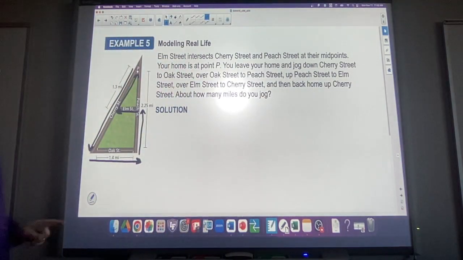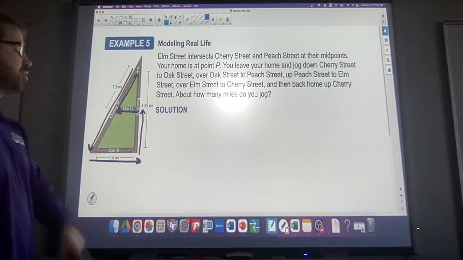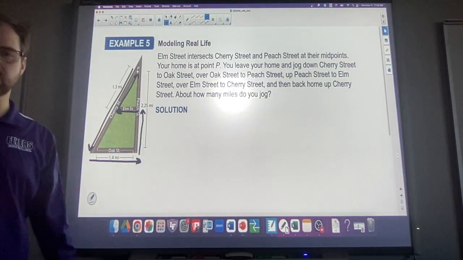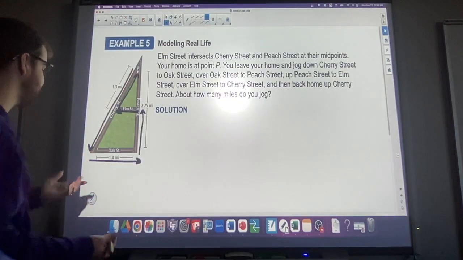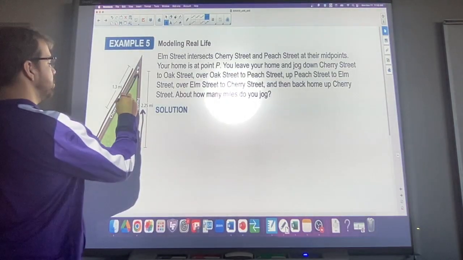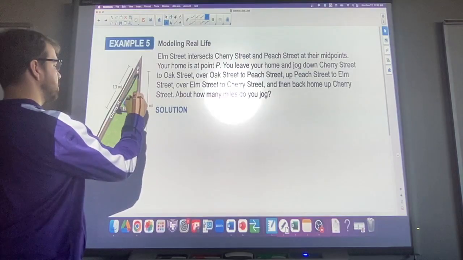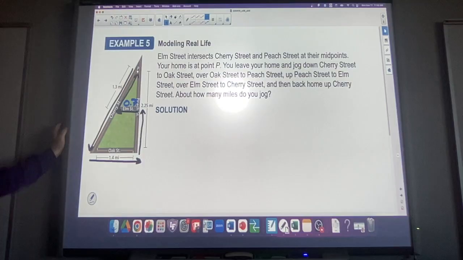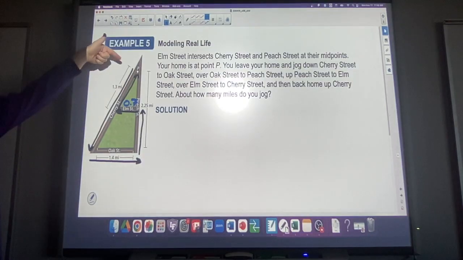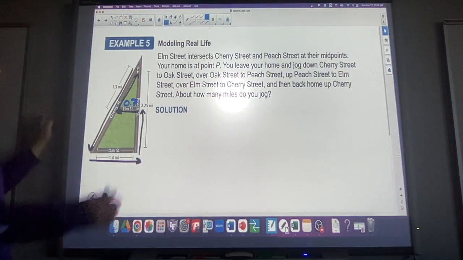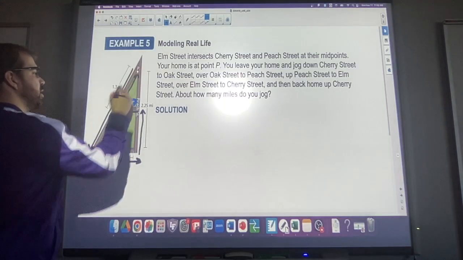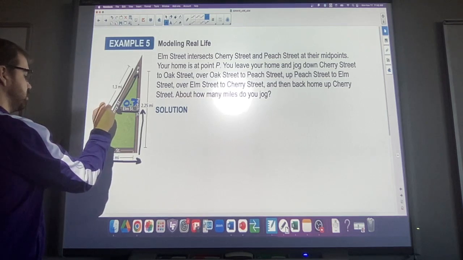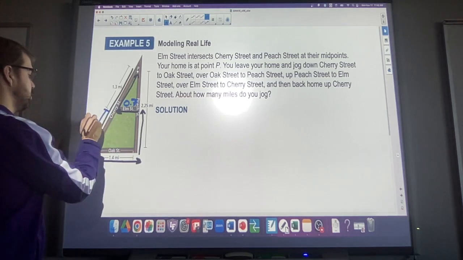First of all, this length right here, Elm Street, we should be able to figure that out because it's a mid-segment, and we have the opposite side as 1.4. So it's got to be half. So 1.4 divided by 2, we get 0.7. Okay. And we're missing this here. They tell us half is 1.3. Remember, this is a mid-segment, so it's cutting this in half. It's exactly in the middle. So this length right here is also 1.3.